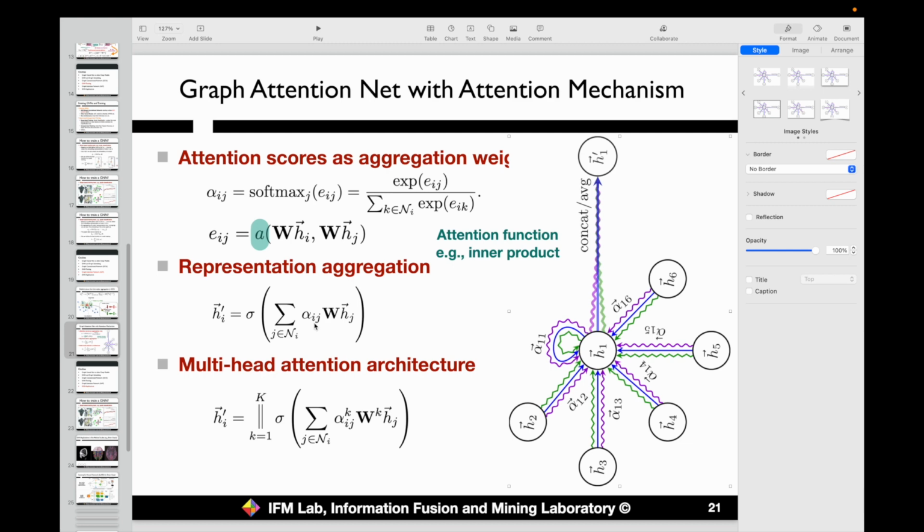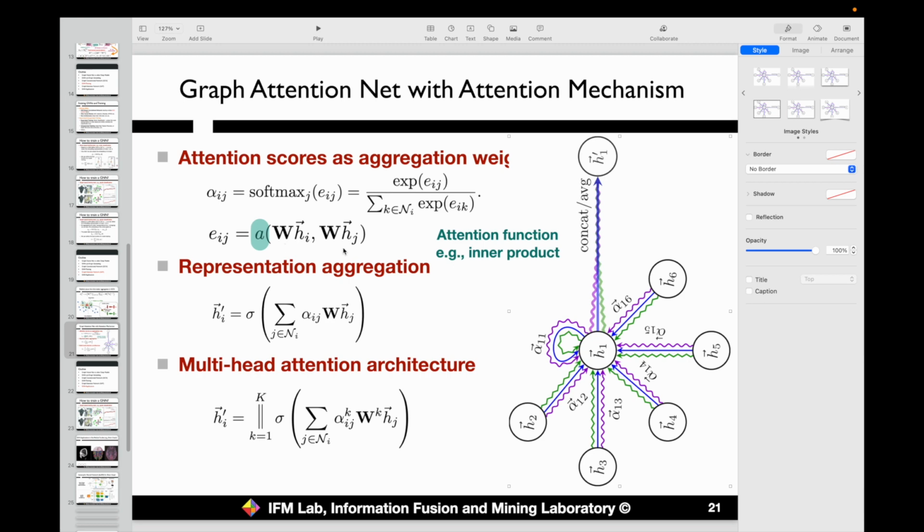Then the question will be, how can we define this alpha ij as attention score? We can define this alpha ij as attention score by the formula we show here. For example, if we are computing the attention score between node i and node j, according to their learned representations at the node level, we can integrate their information together for defining attention score.